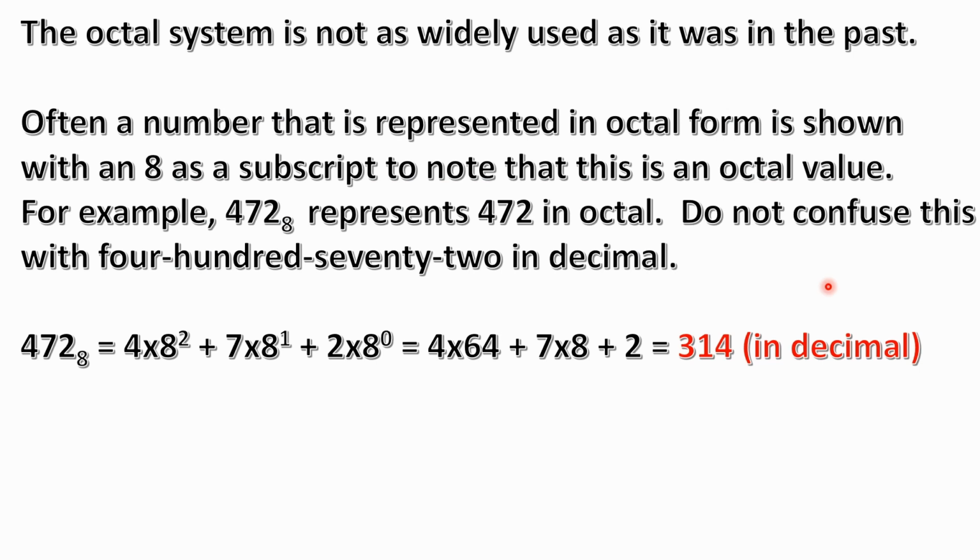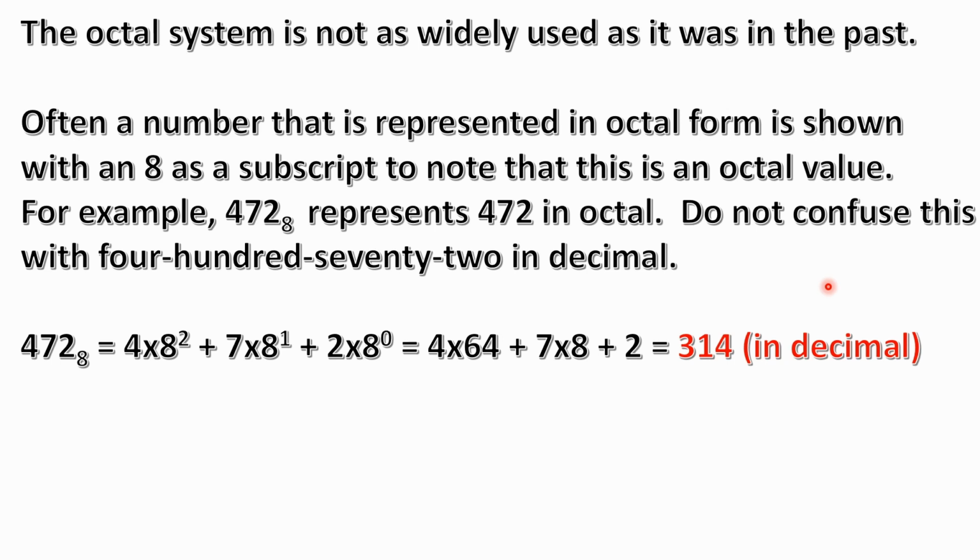So, the octal system's not as widely used as it was in the past. Often a number that's represented in octal form is shown with an 8 as a subscript to note that it is an octal value. For example, if you have 472 with the subscript of 8, that represents 472 octal. And don't confuse that with 472 in decimal.